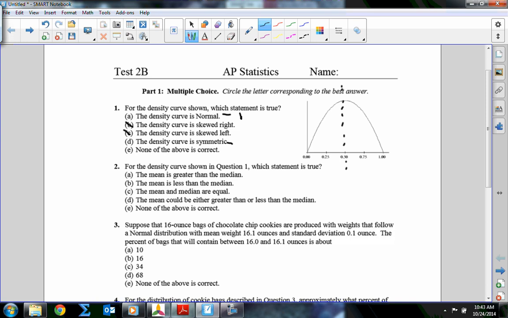So remember, the key to it not being normal is that normal is bell-shaped. So had this been normal, it would look more like this, where you would have some area outside here. So the correct answer for this is symmetric.